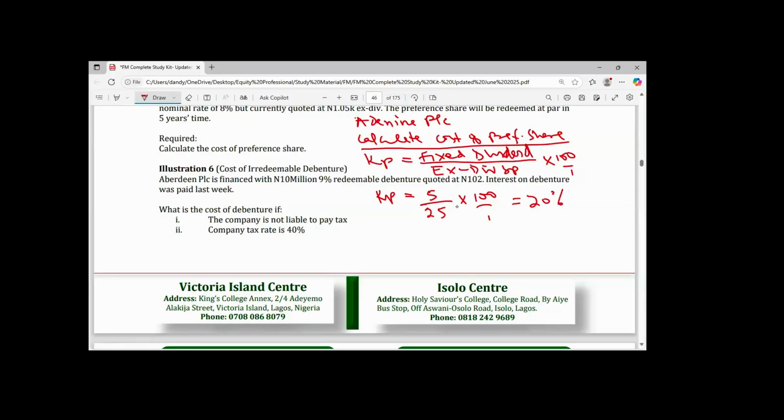Like I said, alternatively, you can also say 5 kobo is the same thing as 0.05 divided by 0.25, multiplied by 100 over 1. You're still going to get the same thing. So whichever one that is more convenient for you, do it. All right. So that is as per that.